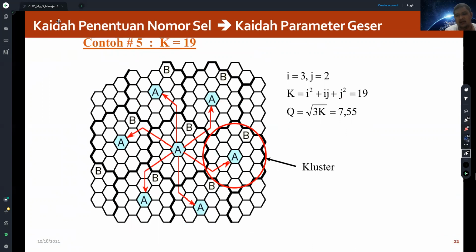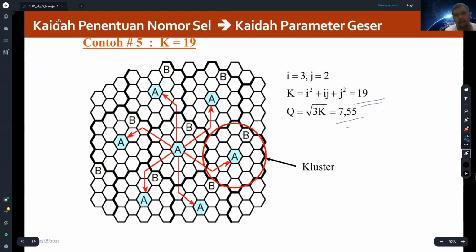Okay, this is also the same if we are using K equal to 19. With K equal to 19, the value of Q will be much larger compared to the previous example.